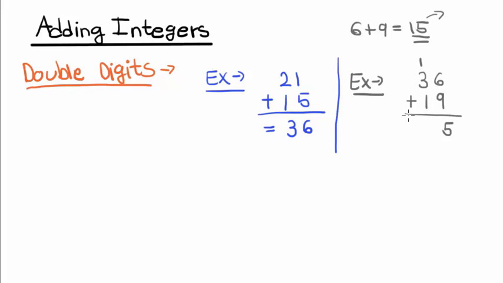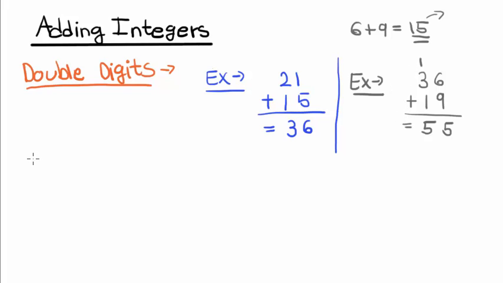And so, in the final step, what we do is that we add all the numbers in the tens column together. So we add the 3 together with the 1 that we carried over, and then the 1. So 3 plus 1 will give us 4, and then 4 plus 1 will give us 5. So our answer is 55.